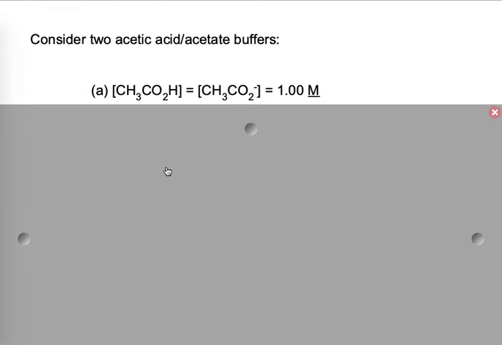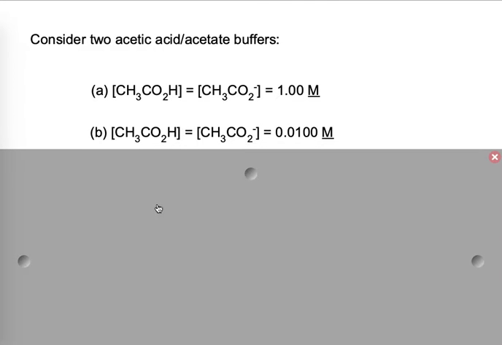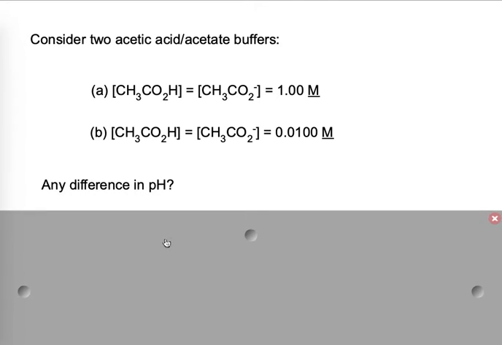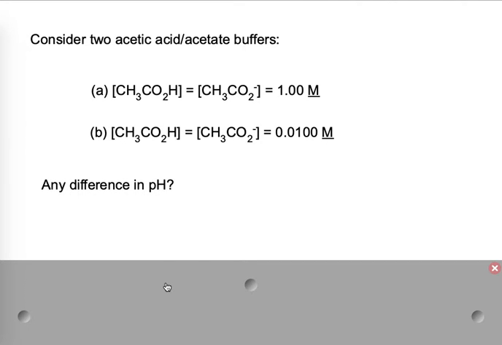So let's consider two acetic acid acetate buffers. In the first one, my concentration of acetic acid equals my concentration of acetate equals 1.00 molar. In the second one, the concentration of acetic acid equals the concentration of acetate equals 0.0100 molar, or a buffer in which the concentrations of the acidic component and the basic component are only 1/100th of the first. So my first question is, would there be any difference in the pH of these two buffers?